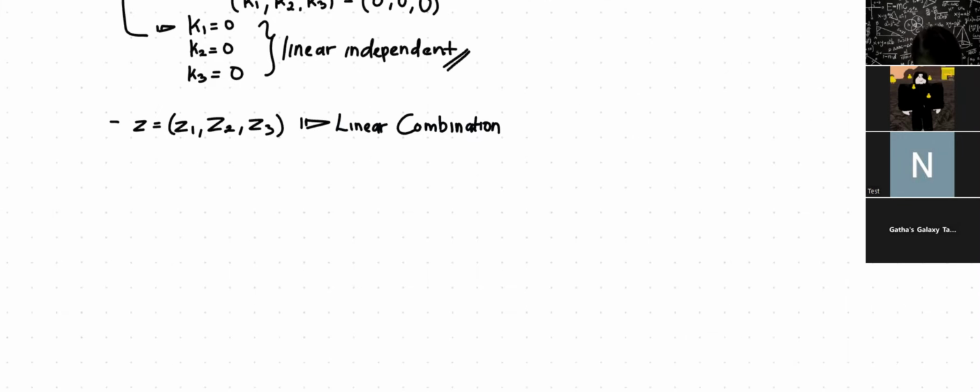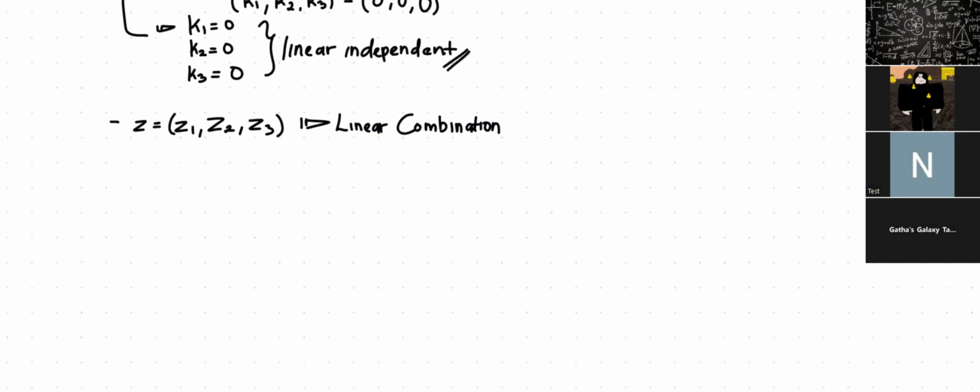Okay, now we jump to question number 2. The question is: is this set a spanning set for R3? Okay, for the definition, a set S spans R3 if every vector Z equals (Z1, Z2, Z3) in R3 can be written as a linear combination of the vectors in S. This is a linear combination. Okay, it can be written like this.